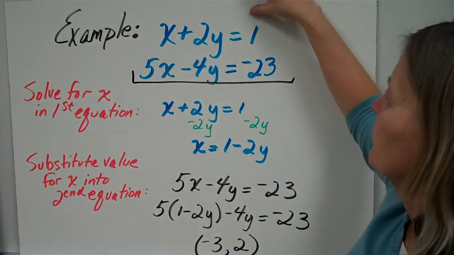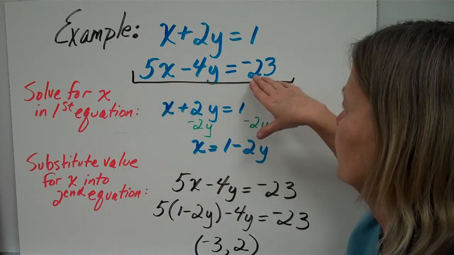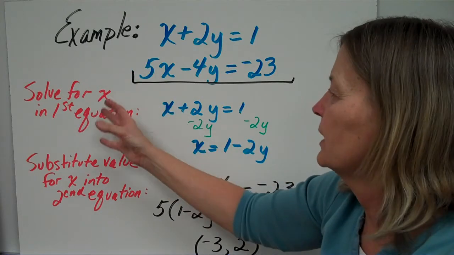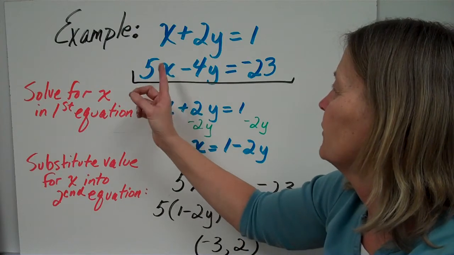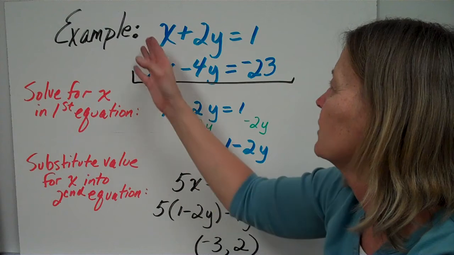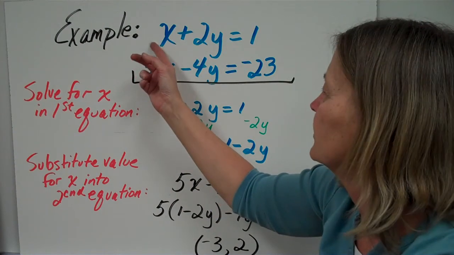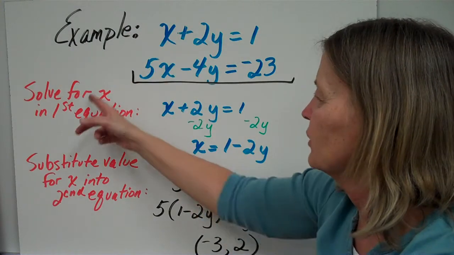Here's the last example I want to show you. x plus 2y equals 1, 5x minus 4y equals -23. Again, I wanted to show you this because I want to point out to you, and it's very important to know, am I solving for an x, am I solving for a y? Again, look at your coefficients. Choose the one that has a coefficient of 1. So this is the x I want to solve for. So that's always your first step.